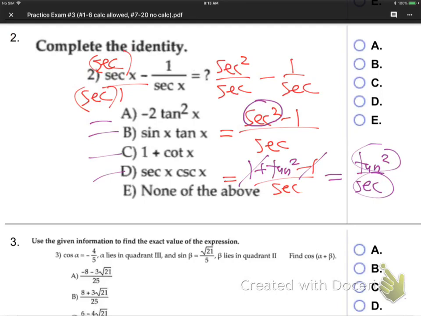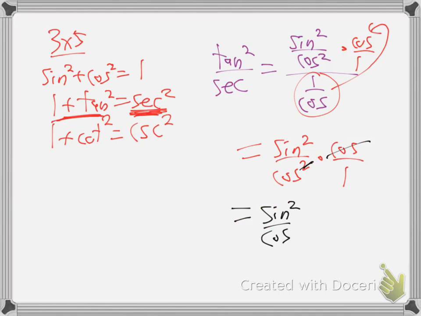Is that one of these guys? Yeah, this thing's never in. Sine times sine over cosine. Everybody see what I just did there? Sine squared is 2 sines, right? Over cosine, and 1 sine over cosine. So that's sine tangent. I think that's there.